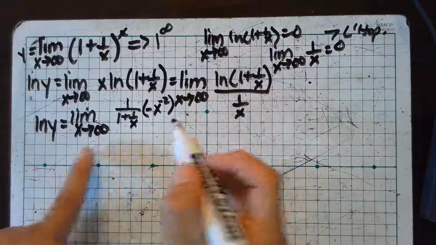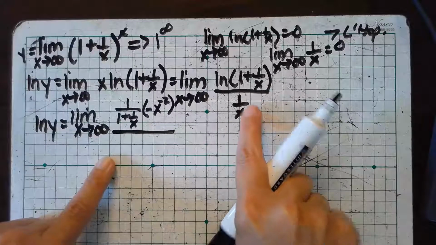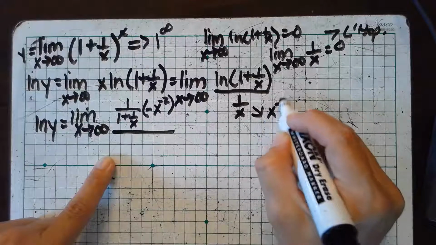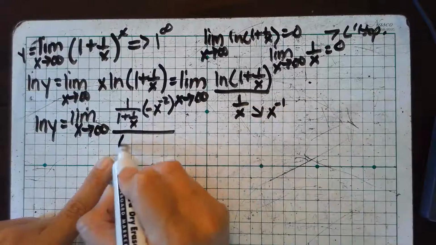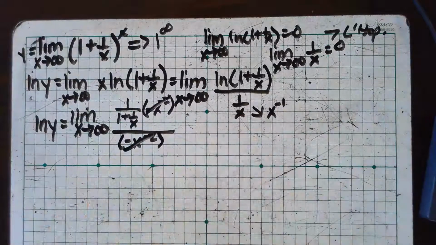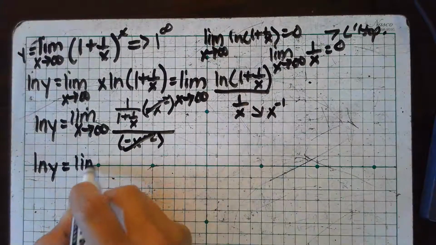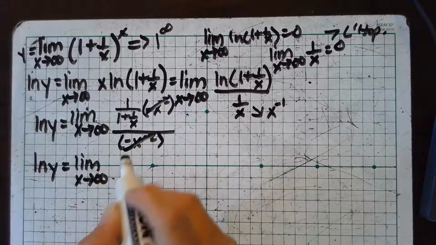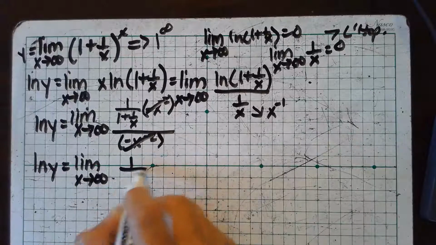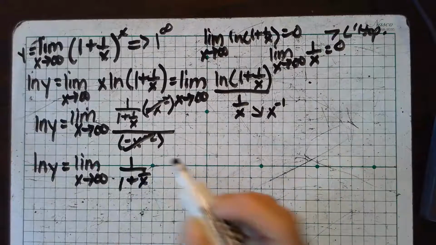It may work its way out like it did in one of those other problems. And here the derivative of this, remember, that's like x to the negative 1 again. So the derivative of that is negative x to the negative 2. And it does. These are going to cancel. So I'm going to be left with the limit as x approaches infinity of basically just 1 over 1 plus 1 over x. Or, sorry, it should be 1 over x.